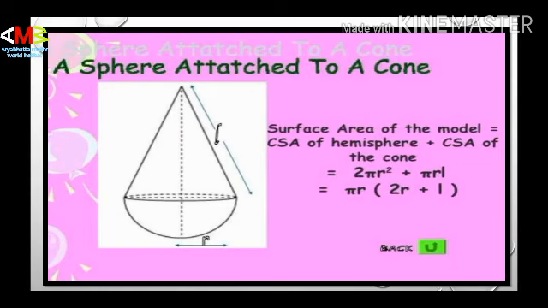In combination of solids, we have to know one more thing, a hemisphere attached to a cone. Here a hemisphere is there, which is attached to a cone. So, surface area of this model is CSA of hemisphere plus CSA of cone. CSA of hemisphere is 2 pi r square, and you already know CSA of cone is pi r L. Here pi r is common, therefore pi r (2r plus L). This is the hemisphere attached to a cone, meaning CSA of hemisphere plus CSA of cone.